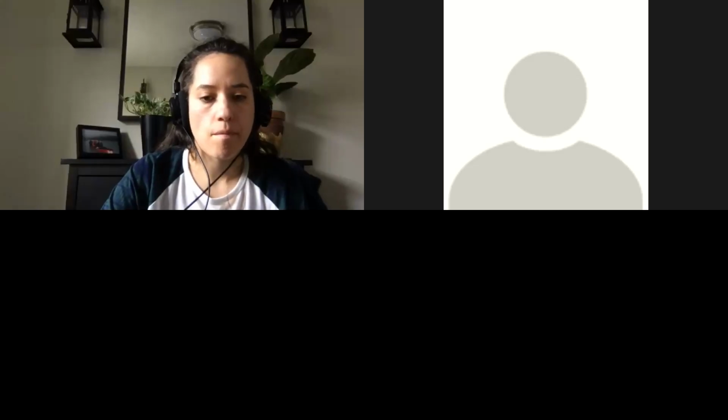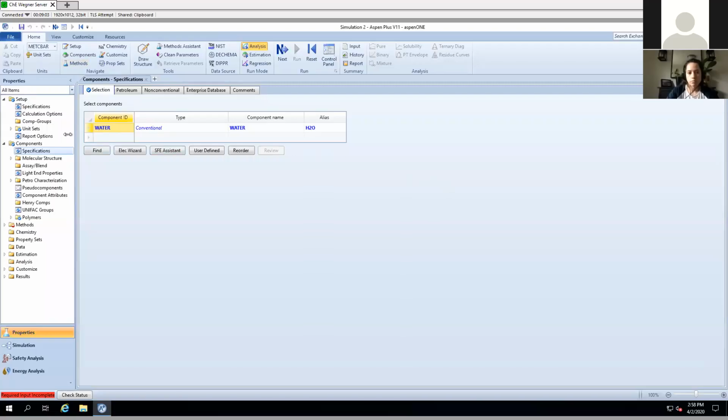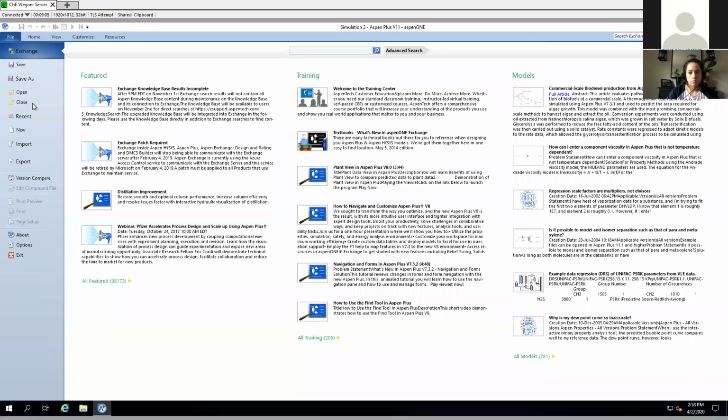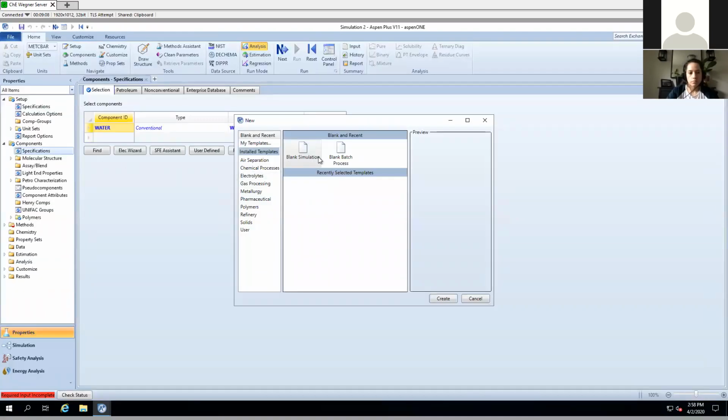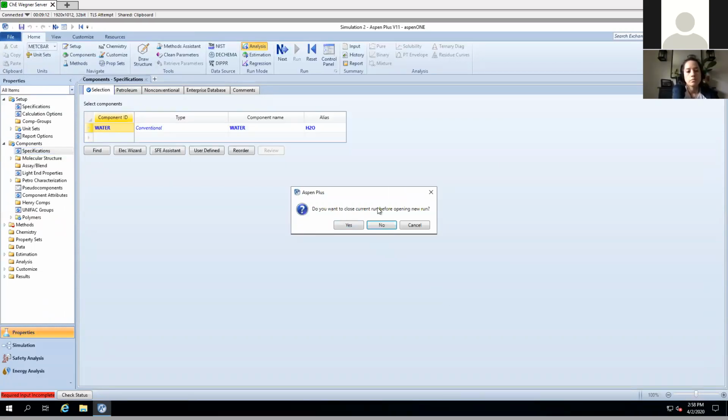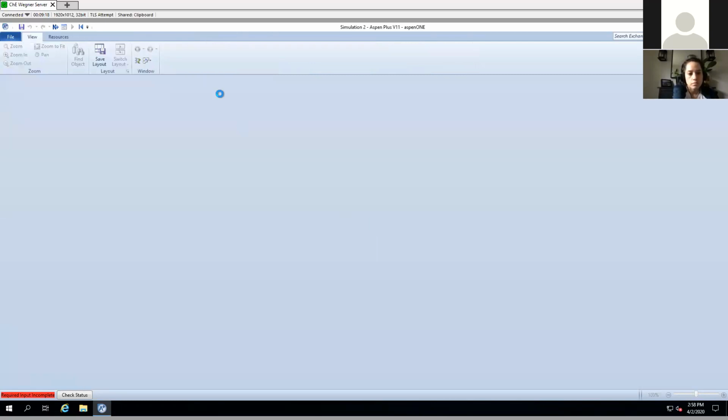It says recording, cool. So I was back to screen share and open up my thing here. So we've opened up our blank simulation. I'll start it again, I guess, from the top. So we choose just blank simulation, create, and it's gonna wanna know if I wanna keep this. So I don't wanna keep it, so I'm gonna say yes to close, don't save it.